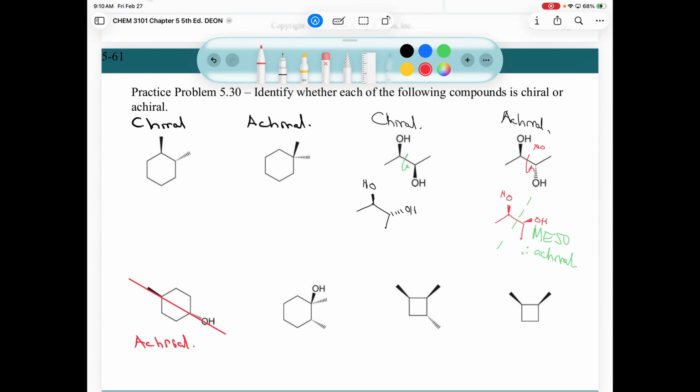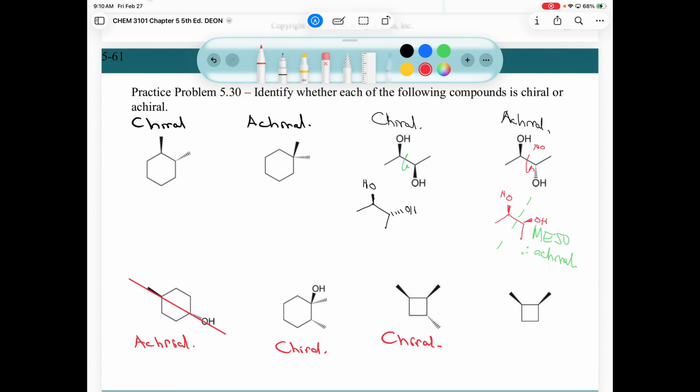What about the next compound? Could you draw an enantiomer of that compound? This one here? Sure. So that would be a chiral compound. Chiral. What about the next compound? I don't see any plane of symmetry in there. You could draw an enantiomer, so that would be a chiral compound as well.